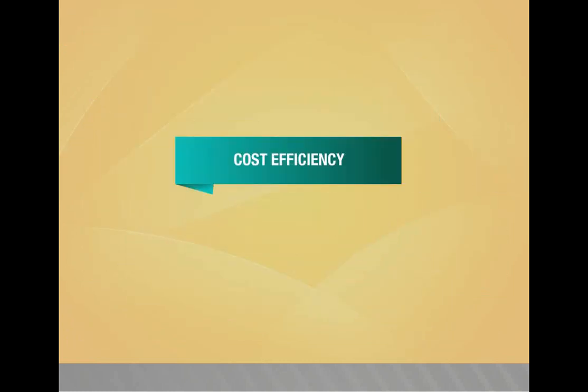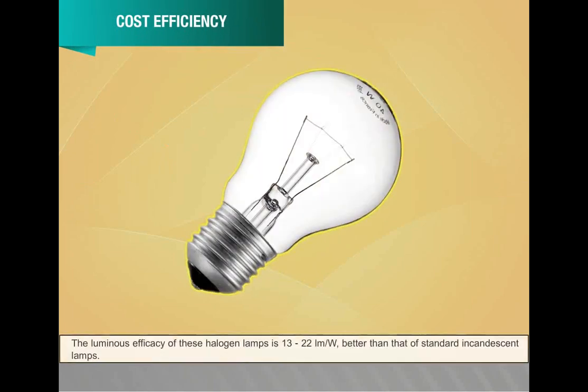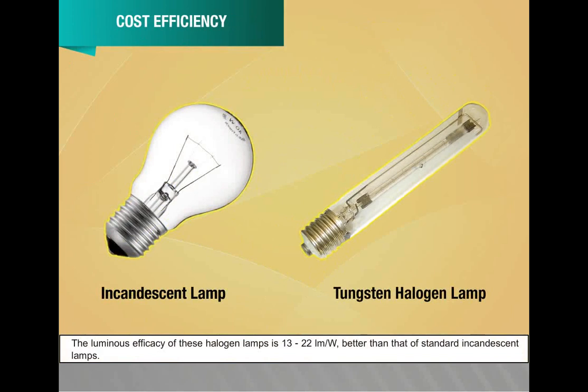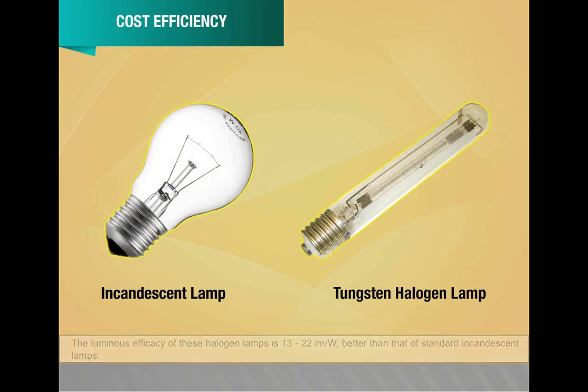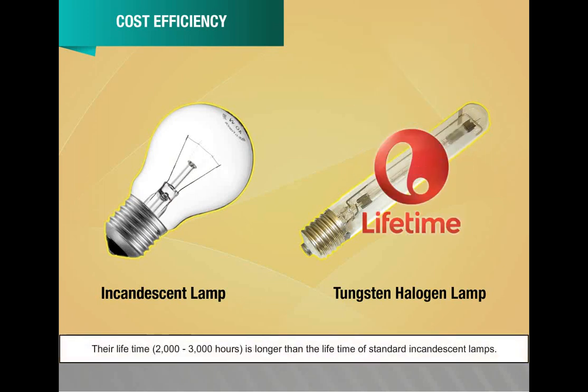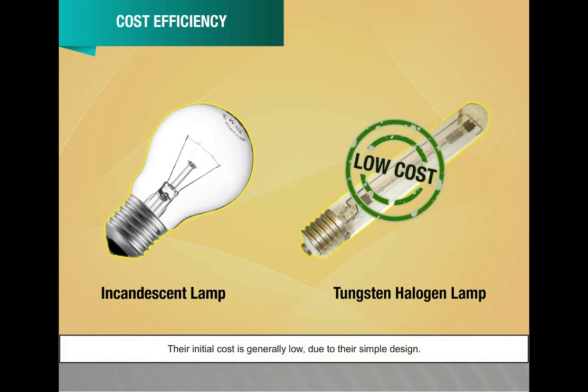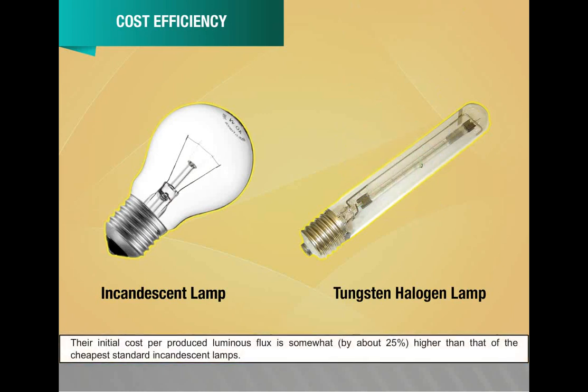Cost efficiency. The luminous efficacy of these halogen lamps is 13 to 22 lumens per watt, better than that of standard incandescent lamps. Their lifetime, 2000 to 3000 hours, is longer than the lifetime of standard incandescent lamps. Their initial cost is generally low due to their simple design. Their initial cost per produced luminous flux is about 25% higher than that of the cheapest standard incandescent lamps.